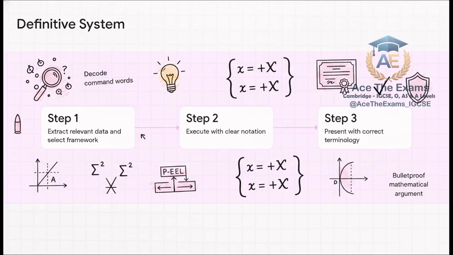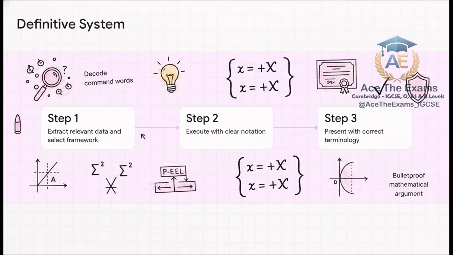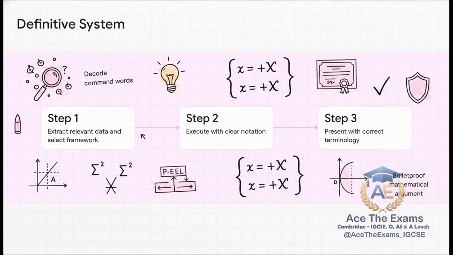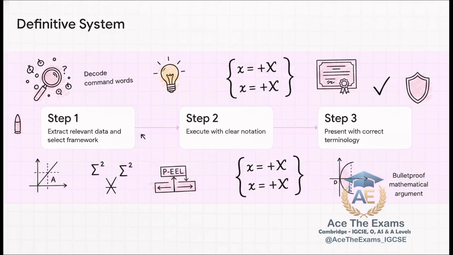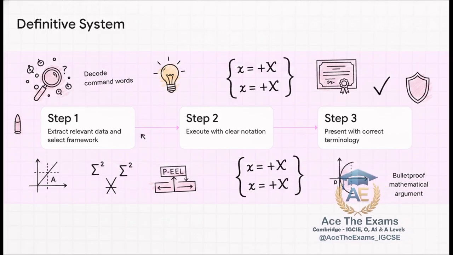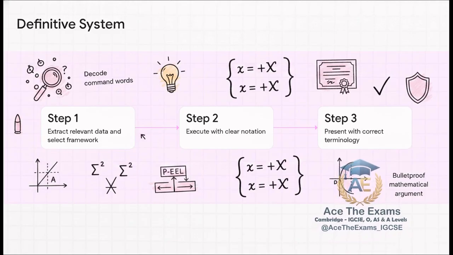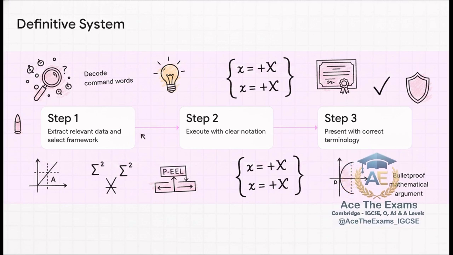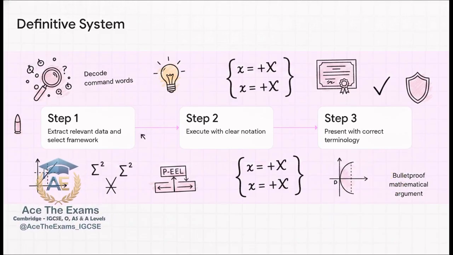Rule 1. Extract the relevant data, decode the command words, and select your analytical framework, like choosing whether to use completing the square or differentiation to find your turning point. Rule 2. Execute the algebra with crystal clear notation, applying that PEEL framework to justify exactly why you chose your specific turning point for the restriction. Point, evidence, explanation, link. Rule 3. Present the final domain restriction with perfect mathematical terminology and evaluate its reasonableness against the original function. If you follow this exact system, your mathematical argument becomes completely bulletproof.